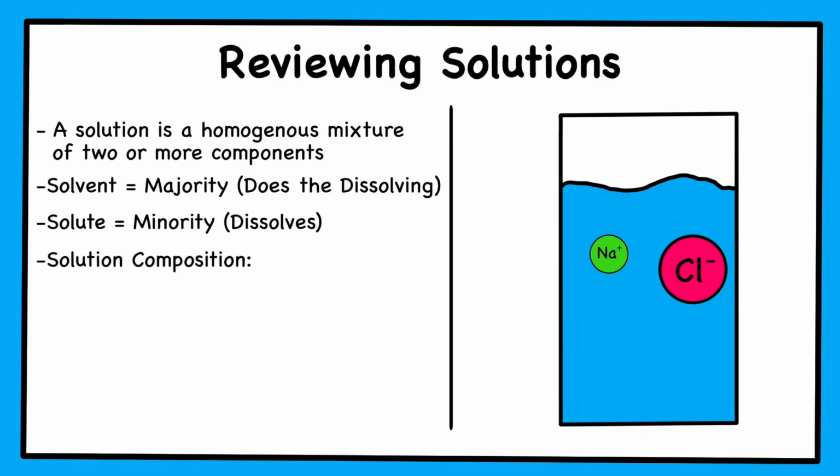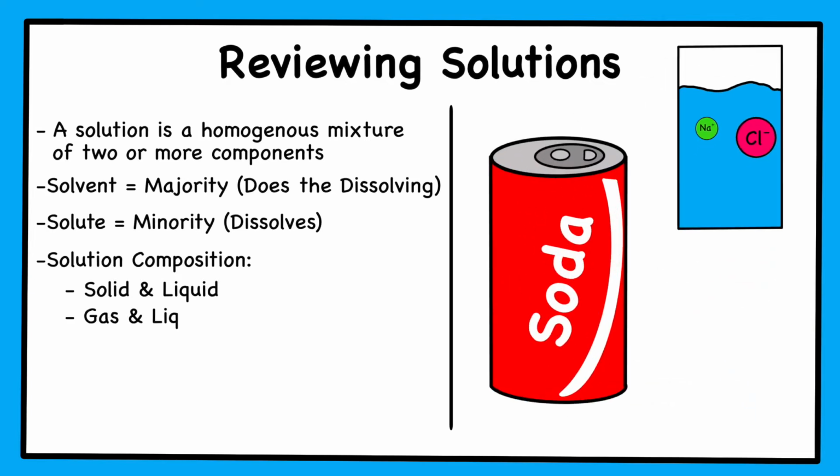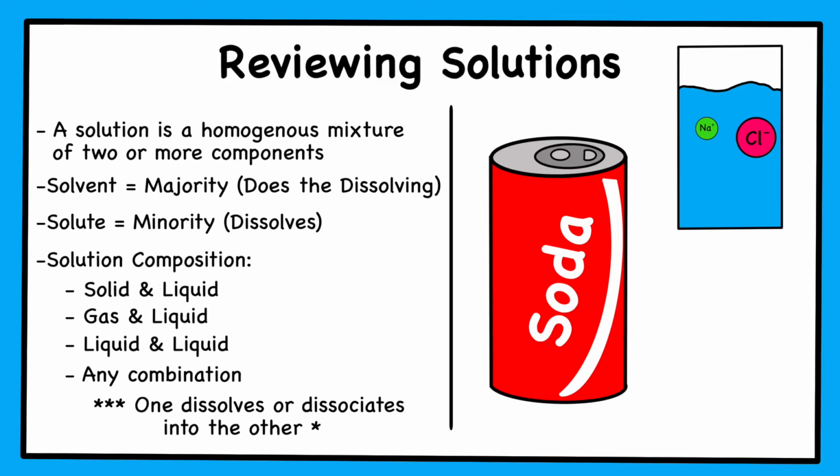Solutions can be composed of the following: a solid and a liquid. An example of this would be salt water. A gas and a liquid. An example of this would be a carbonated drink like Coke or Pepsi. And two different types of liquids, or any combination of these three states of matter. The key premise is one dissolves or dissociates into the other.